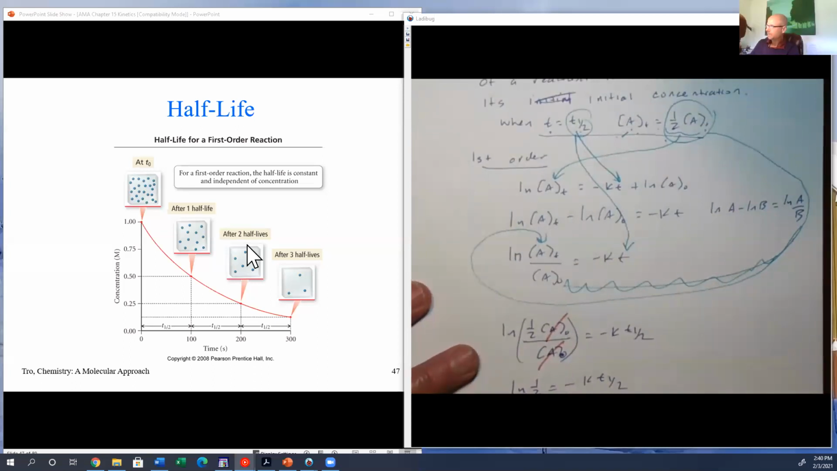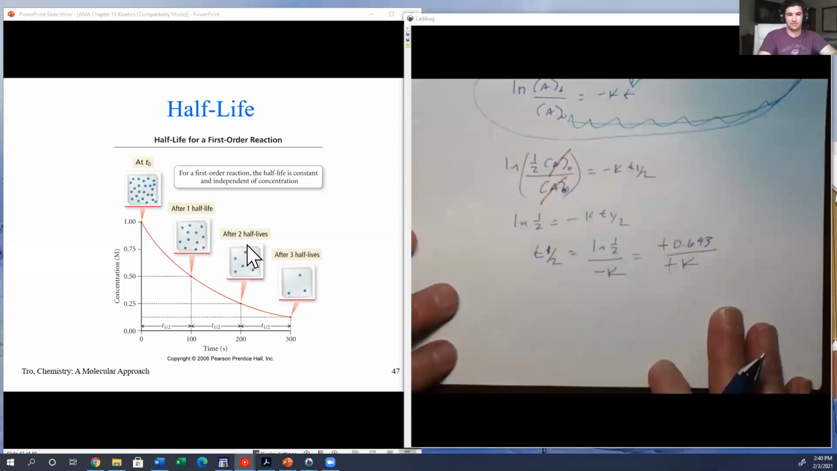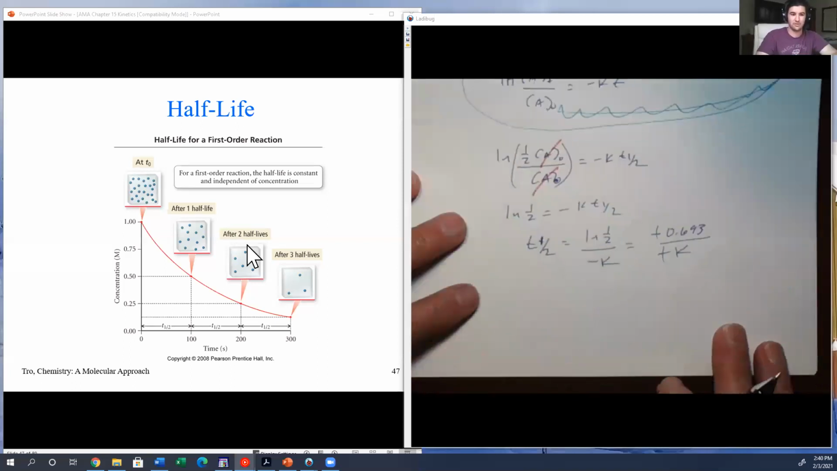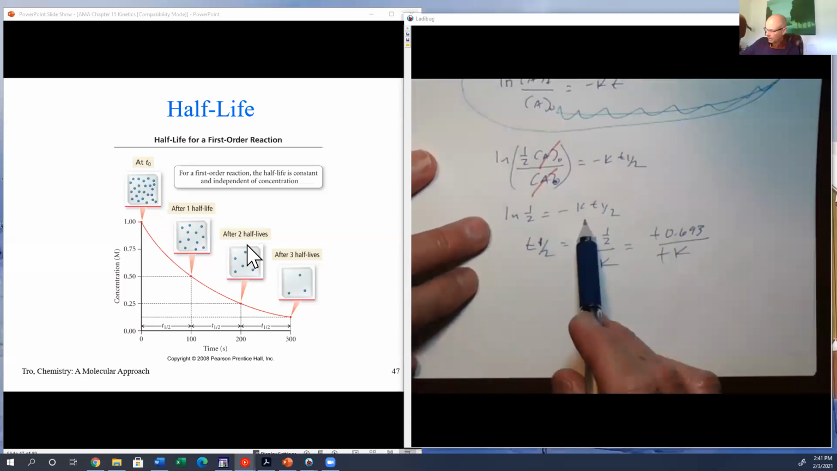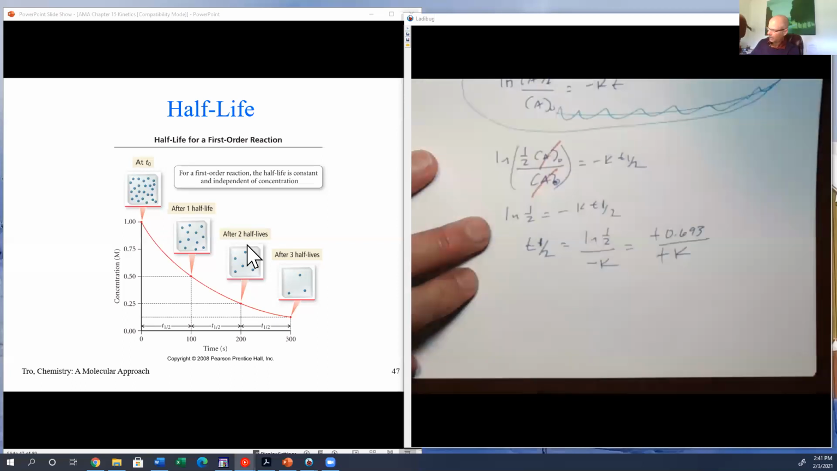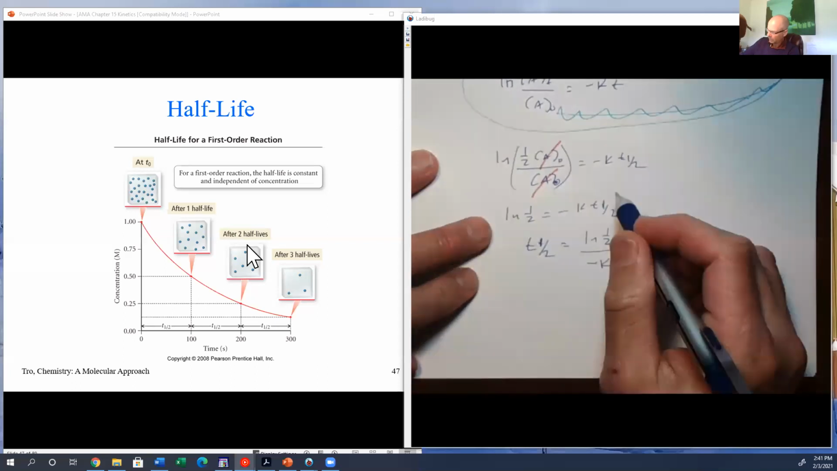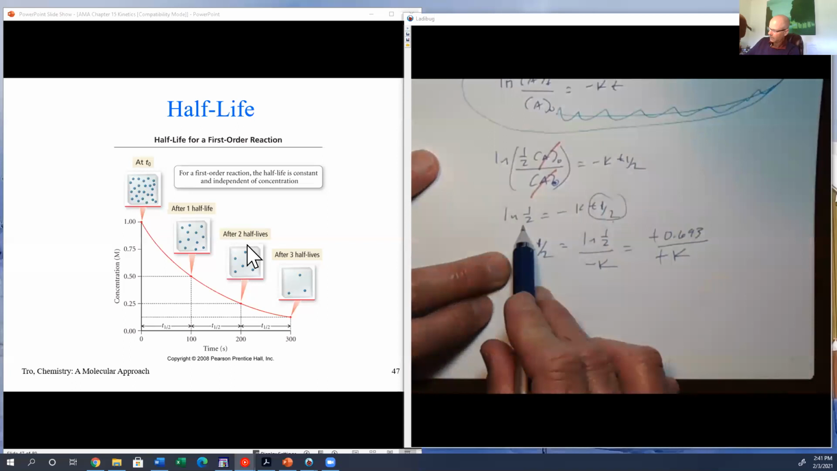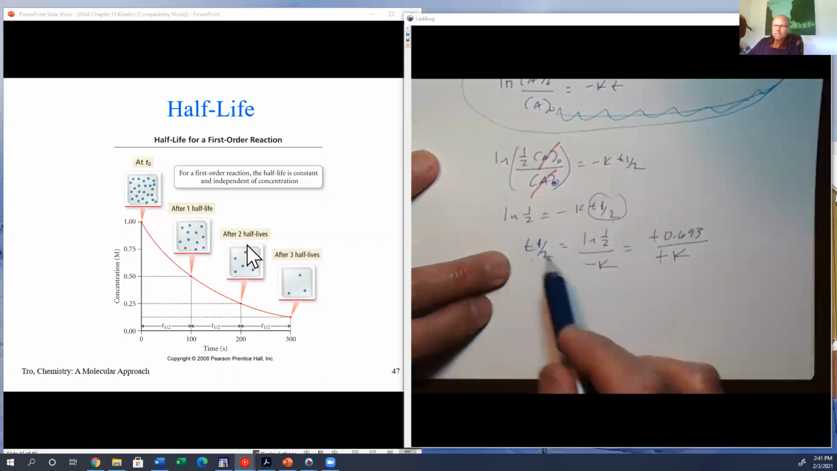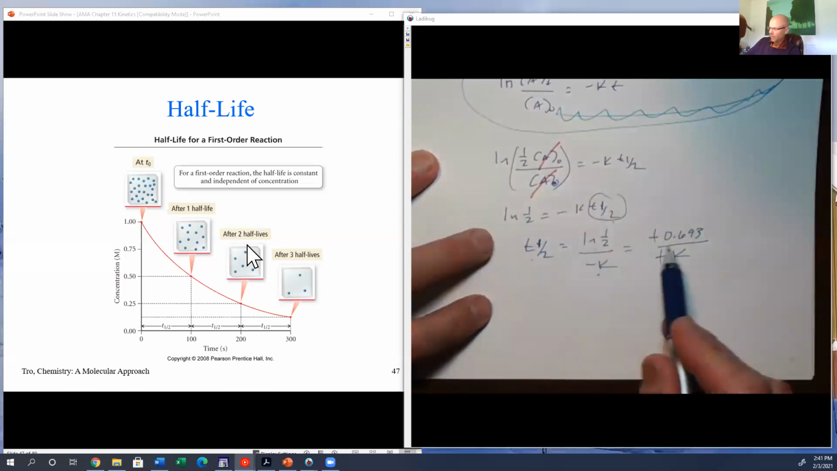Can you move the paper up, down? Sorry. No worries. Log of 1/2 is equal to minus kt 1/2, right? So I'm solving for T 1/2. So T 1/2 is equal to log of 1/2 divided by minus k. Log of 1/2 is minus 0.693 divided by minus k.